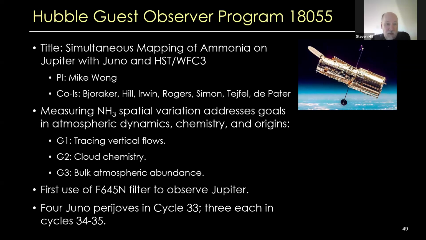This will be the first ever use of the F645 nanometer filter on Hubble to observe Jupiter, and of course the first application of the band approximation technique I developed. And we've got 4 Juno perijoves of observing time on Hubble in cycle 33, and then 3 each in cycle 34 and 35. So this is incredibly exciting to me for something that I originally developed outside of my main avenue of work. And now here it is, it's developed into something that's rather fruitful.